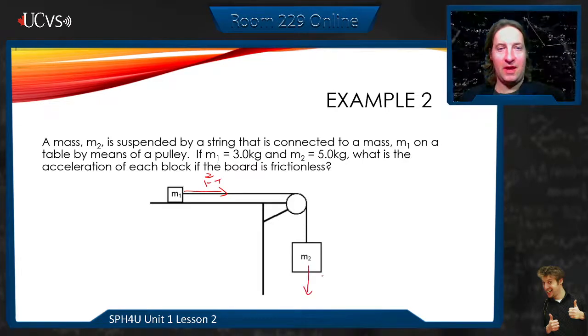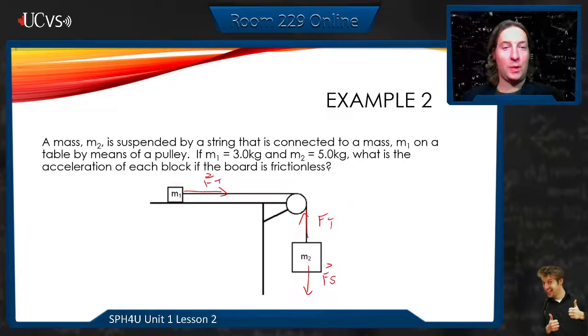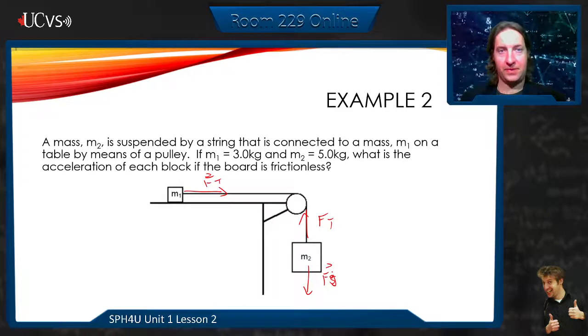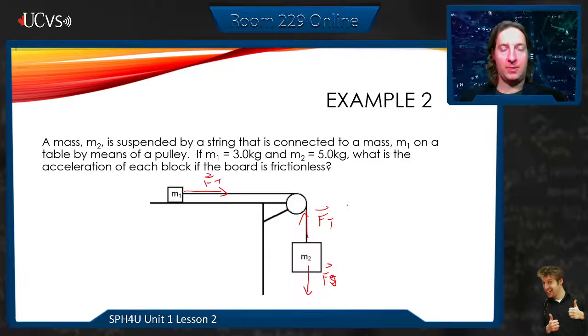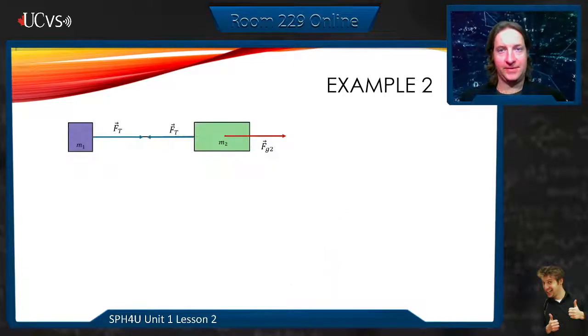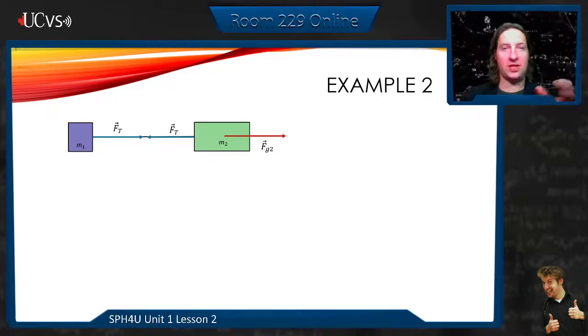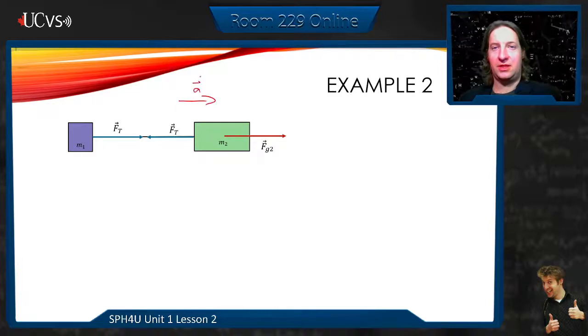There's going to be gravity pulling this way. And there's going to be tension on the string, slowing down M2, so it doesn't fall at 9.81 meters per second squared. Right? And these two forces, these two tensions, are going to be the same. So I can rearrange it, again, as a straight line, right? The whole thing is going to be moving to the right. There's going to be acceleration this way.